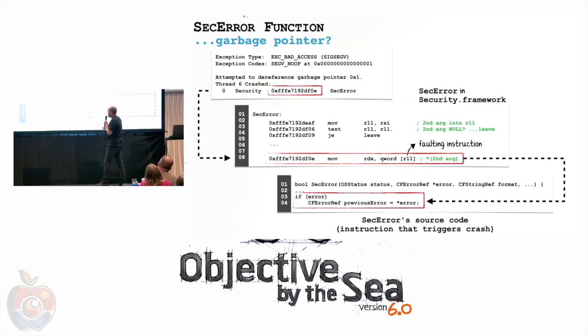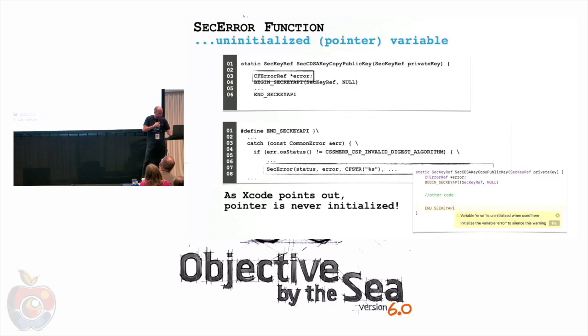So here is the line that was crashing, CFErrorRef previously error equals star error. So okay, we see that this is crashing because it's an invalid garbage pointer. Its value is 1. Obviously, you can't dereference and store something at memory address one. We don't know why yet, but we're making progress.